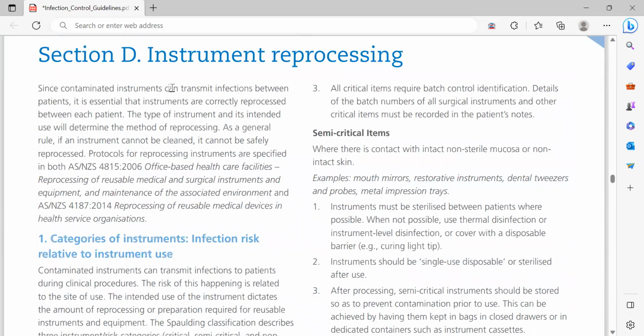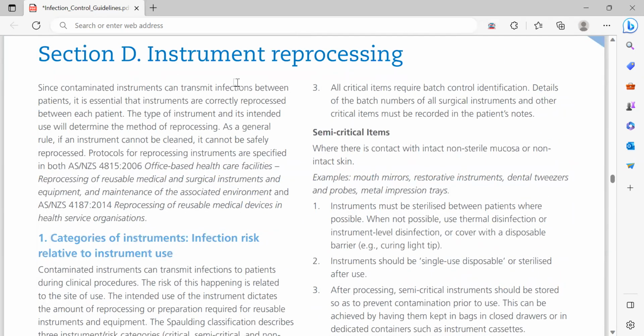We will start from this topic tomorrow, which is instrument reprocessing.